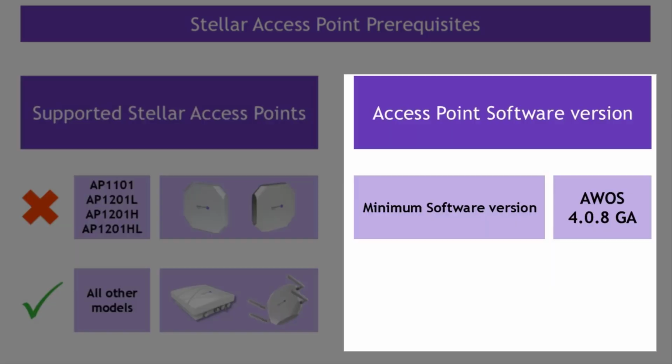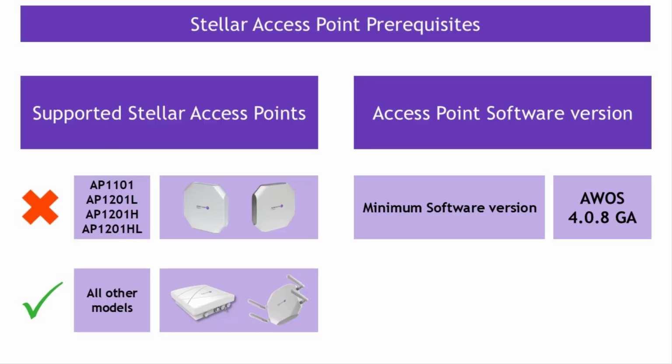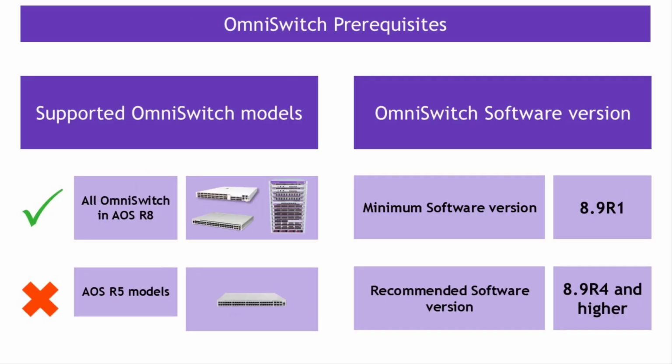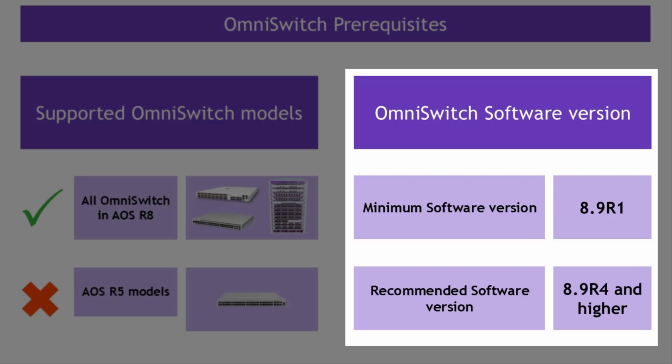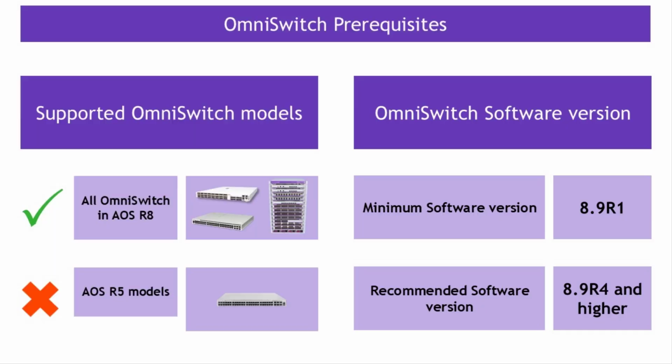Also, the minimum software version required on the Stellar access points is shown. If a lower version is installed, then the access point won't be able to contact the platform. All the OmniSwitch models running on Release 8 are supported on OmniVista Cirrus. All the models running in a different release, such as the OmniSwitches running on Release 5, are not supported. The minimum and recommended software versions for your OmniSwitches are shown.